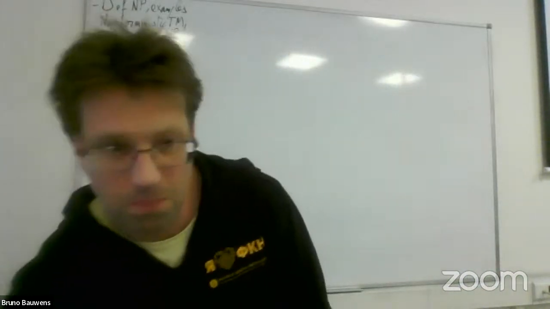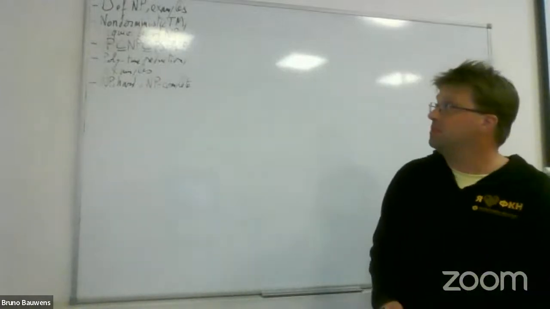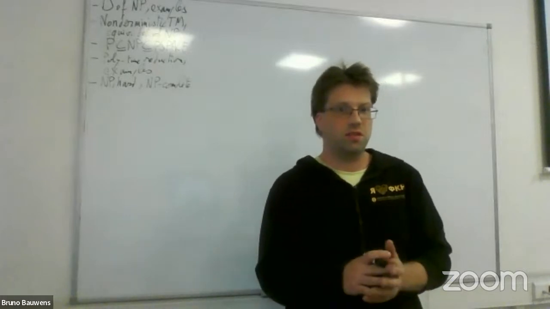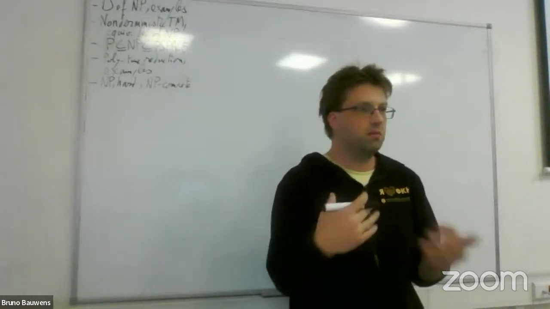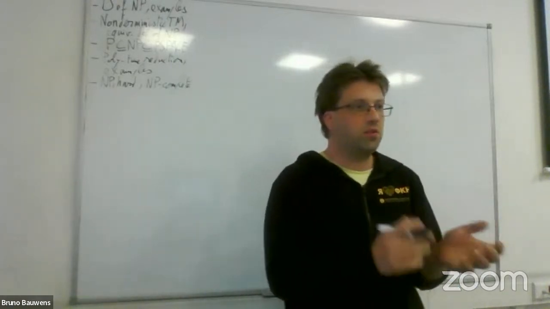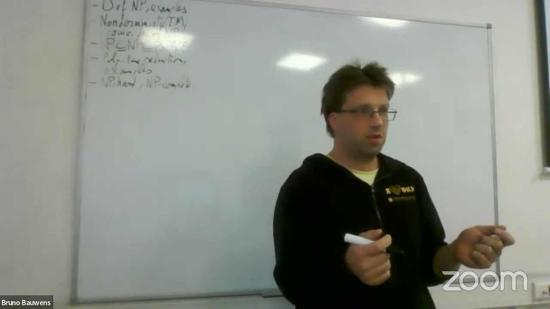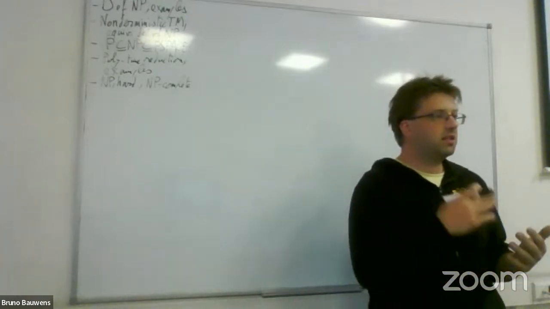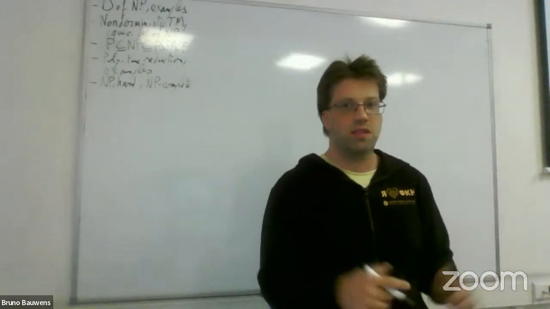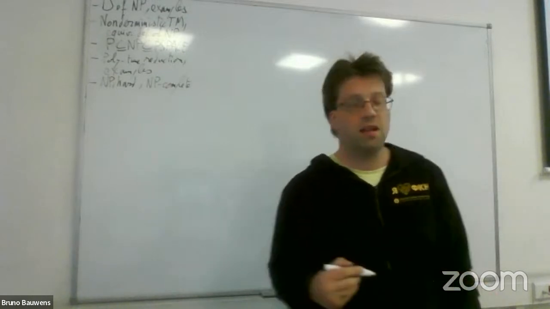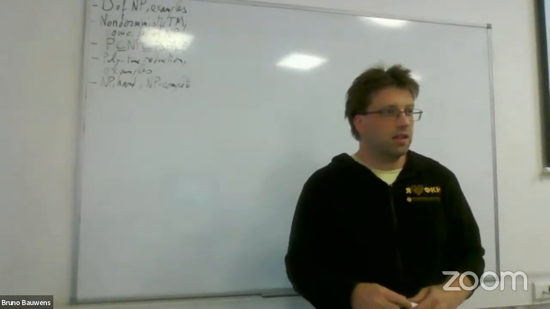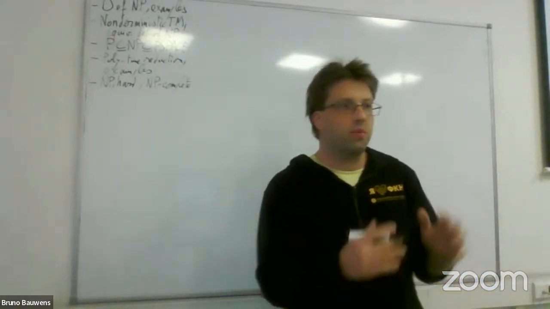The definition of class NP: it represents problems for which you can verify answers. We speak about decision problems. If the answer for an instance is yes, then there is a way to verify it efficiently in polynomial time. So class NP is the class of all problems for which membership can be checked efficiently using a certificate. A certificate is kind of a proof, and I will give an example.